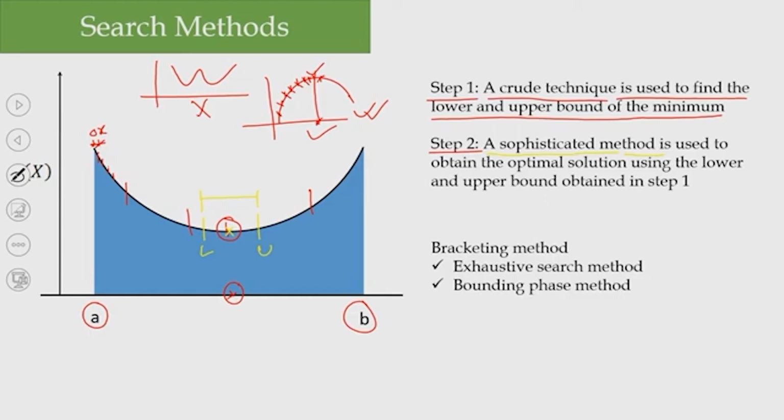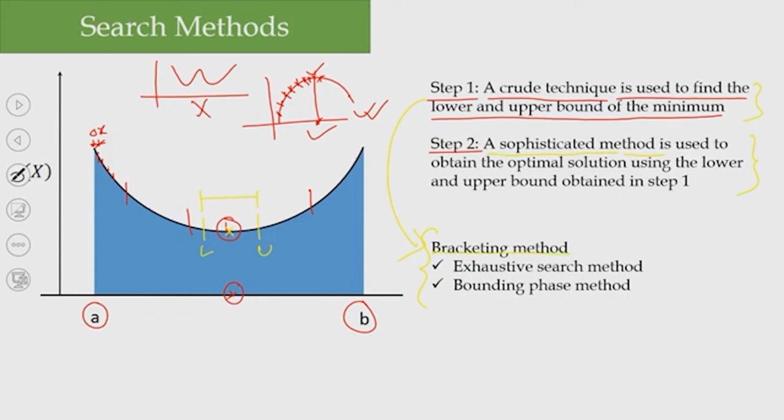So, whatever lower and upper bounds you have obtained in step 1, that will be used in step 2, and we will be able to find the exact optimal solution of this problem with the desired precision. Now, whatever the step 1 algorithm is, we call it the bracketing algorithm or bracketing method.